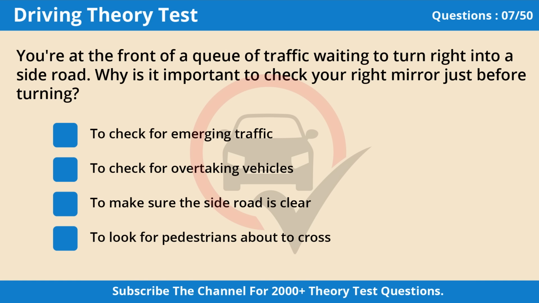Question 7. You're at the front of a queue of traffic waiting to turn right into a side road. Why is it important to check your right mirror just before turning? A. To check for emerging traffic. B. To check for overtaking vehicles. C. To make sure the side road is clear. D. To look for pedestrians about to cross. The answer is B. To check for overtaking vehicles.